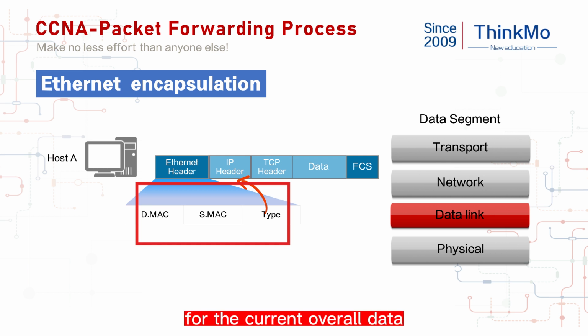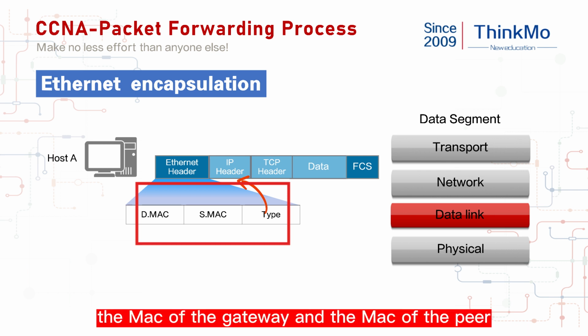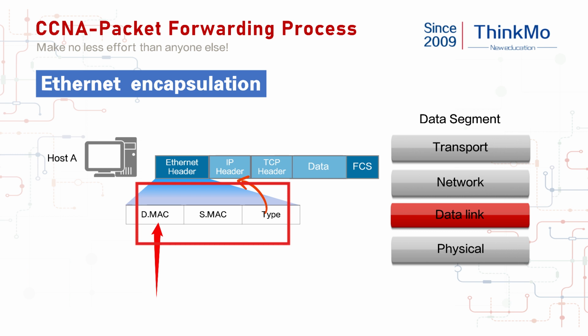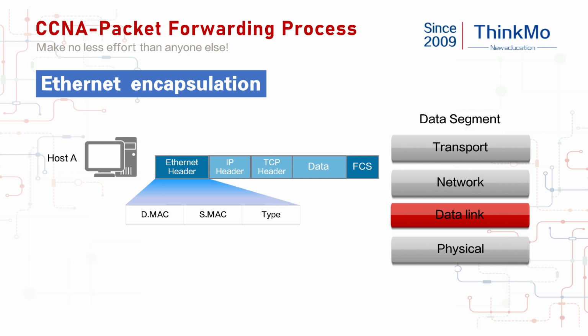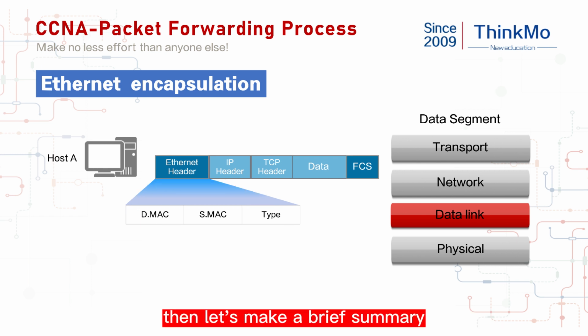For the current overall data, the MAC of the gateway and the MAC of the peer will fill in here. The source MAC is always the host's own MAC. This is always the case when host A sends data. The MAC of the gateway will be encapsulated here. Then let's make a brief summary.